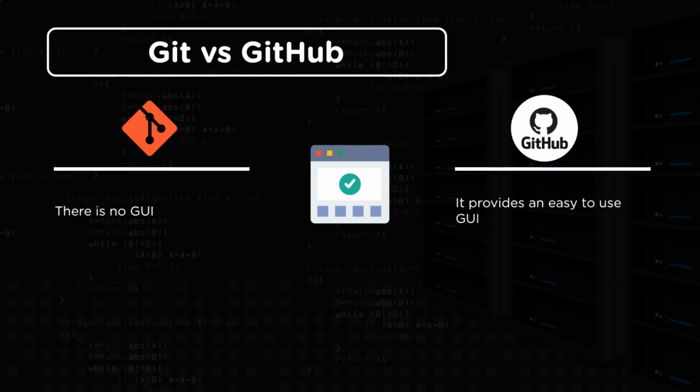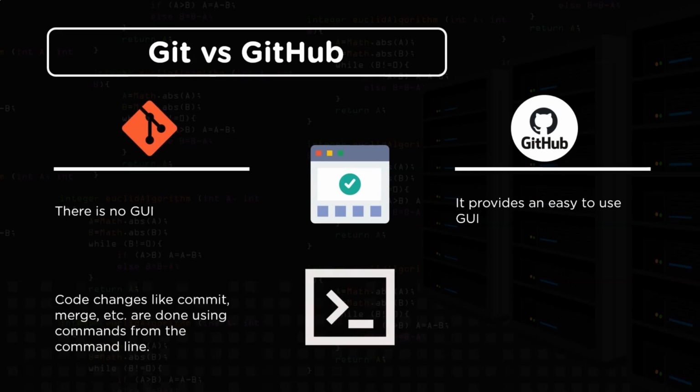Next difference is Git does not work according to a graphical user interface, while GitHub is a simple graphical interface. Next difference is Git is a command line tool, so it operates on several commands like commit, merge, push, pull, etc. Whereas GitHub is a web-based service, so it has nothing to do with the command line.